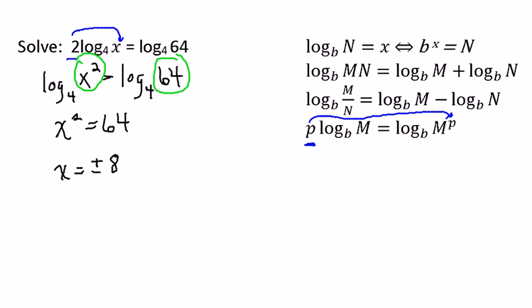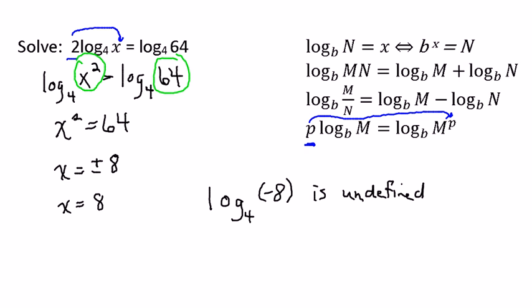We discard the negative 8 and say x is 8 because log base 4 of negative 8 is undefined. So log base 4 of negative 8 equals some exponent. If it did equal anything, it would equal the exponent that 4 needs to be raised to yield negative 8. And you can see that's not going to happen. You can't raise 4 to any power and get a negative.